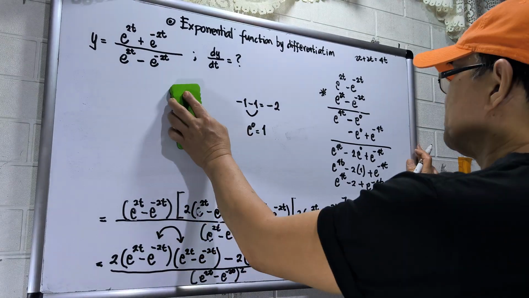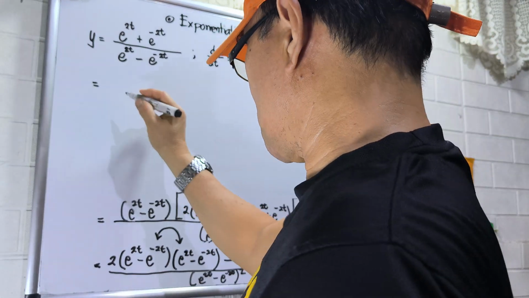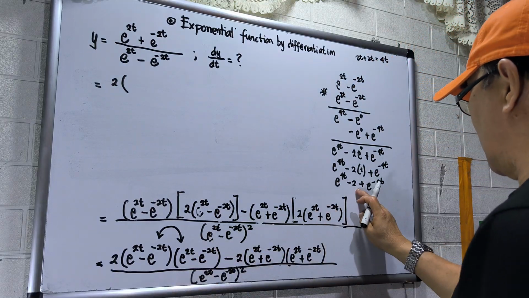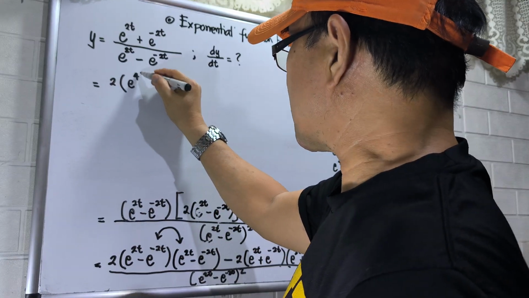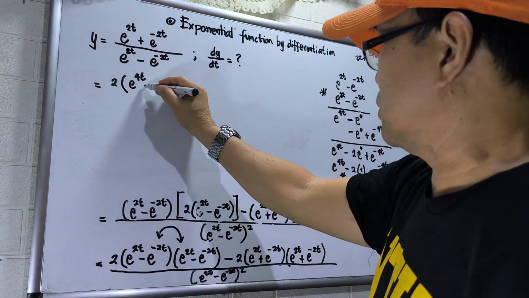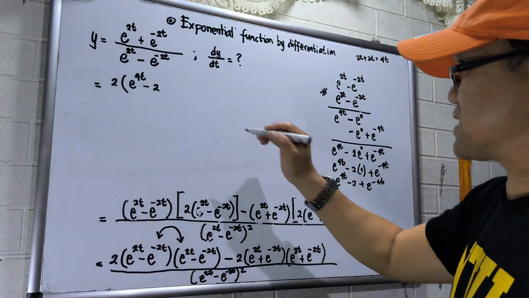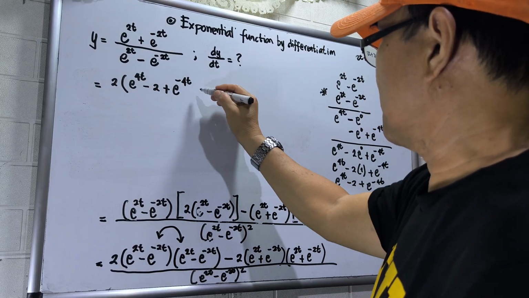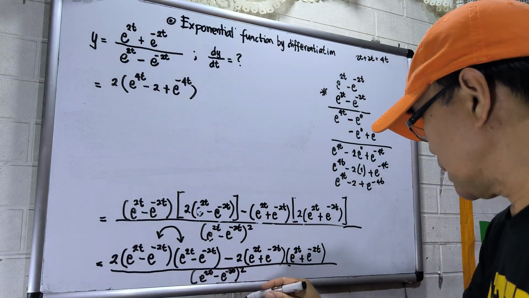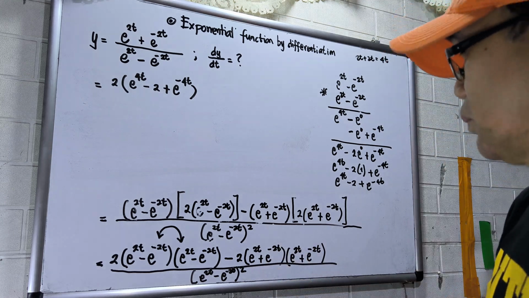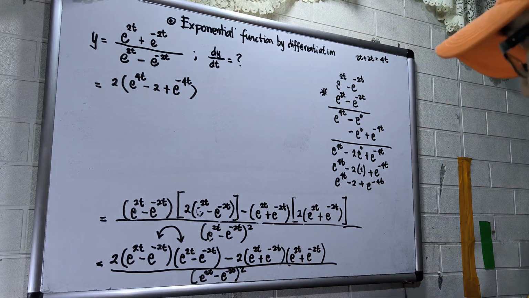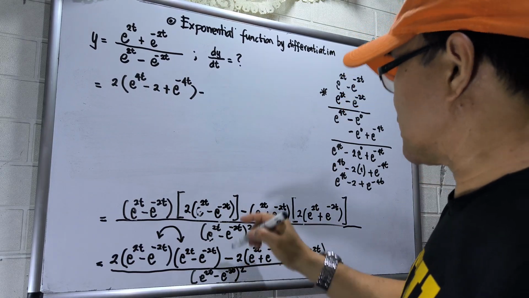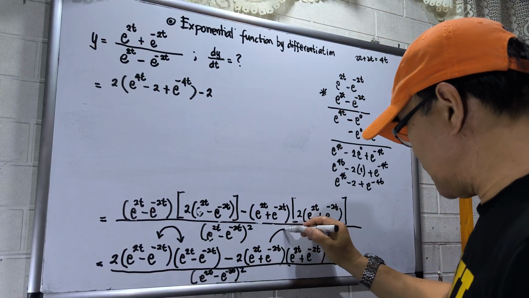Okay? So, I'll just write in here. So, this will be 2, then parentheses. The product of this is e to the positive 4t, then minus 2, then plus e to the negative 4t. Okay? And then this one. Oh, wait. I have to, it's okay. So, negative 2, and then this will be 2, right? Then, multiply this one.